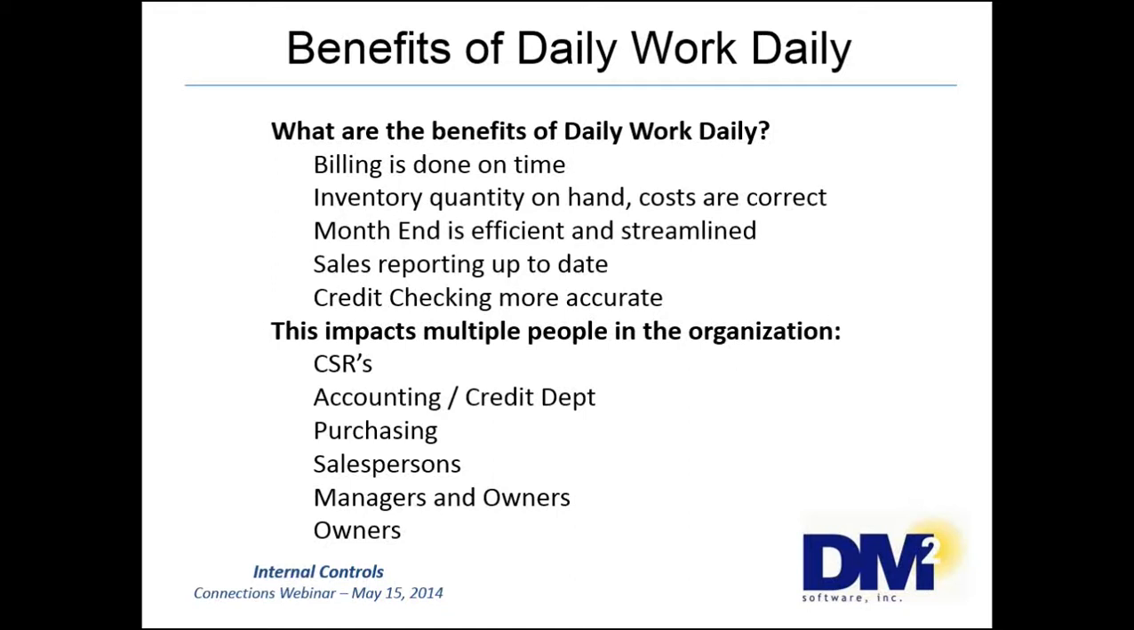By processing your inventory receipts, counts, and packaging daily, the quantity on hand and the cost of the inventory and the items in the warehouses are correct. Additionally, when month end is just processing one more day's work and validating the work for the month, the process goes much quicker. We have seen customers reduce their month-end processing anywhere from 10 to 30 days by processing daily processes daily.